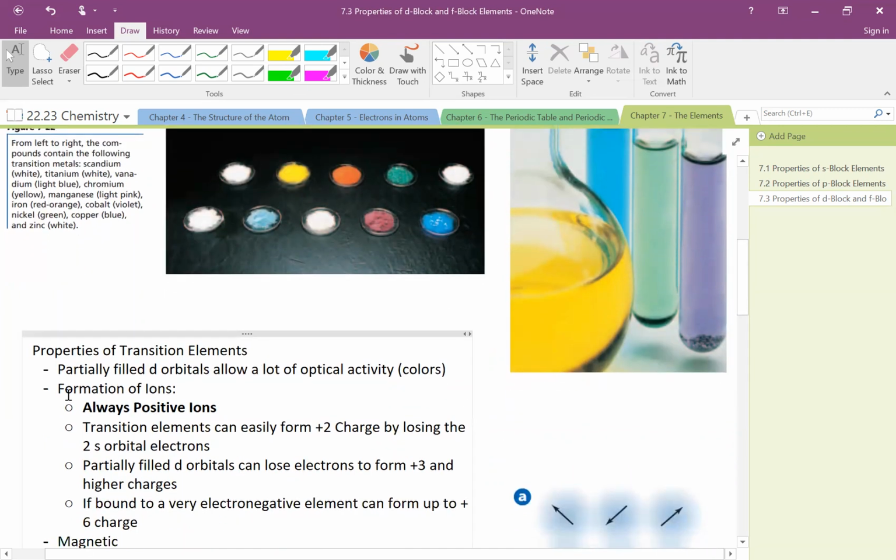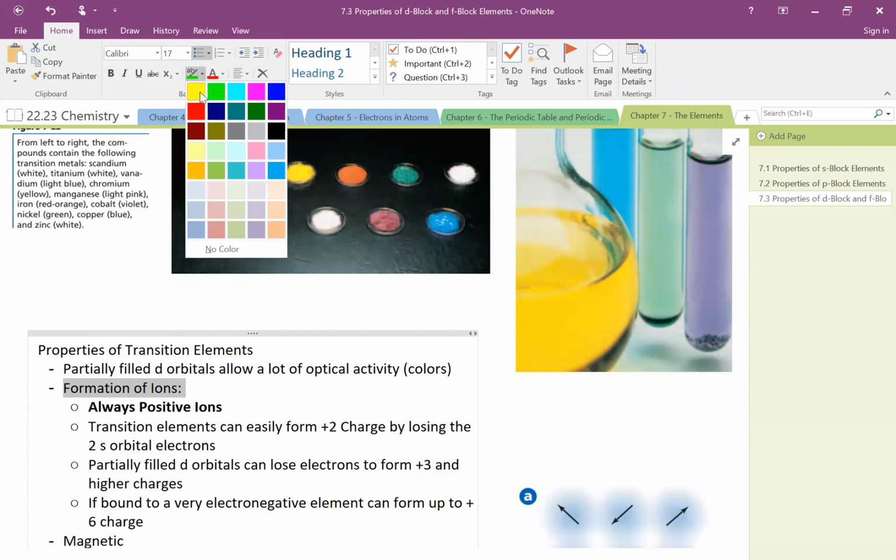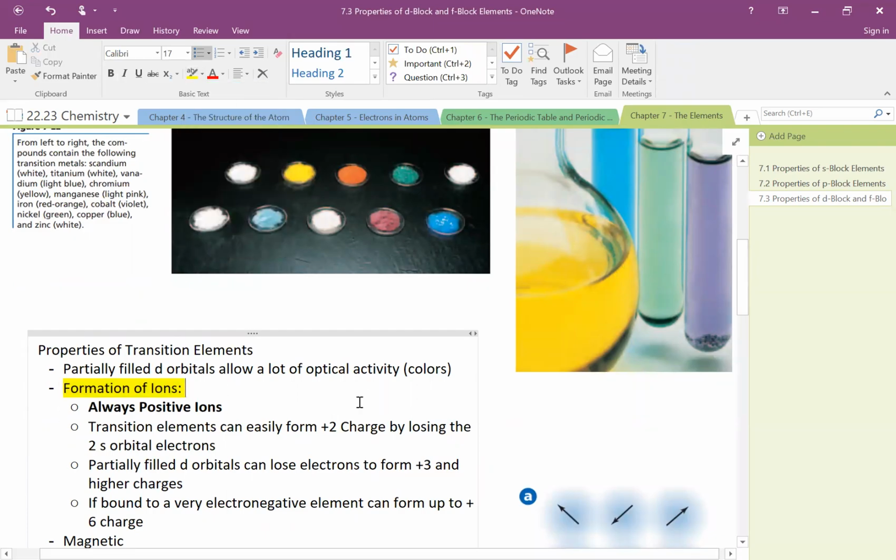So let's talk about some of their chemistry, right? So the formation of ions here. They are metals, and this goes for transition metals as well as your inner transition metals. And this is bolded, I'm going to highlight it. I want you to highlight it, right? They always form positive ions. So transition metals will always be positive, which simplifies things for us greatly.